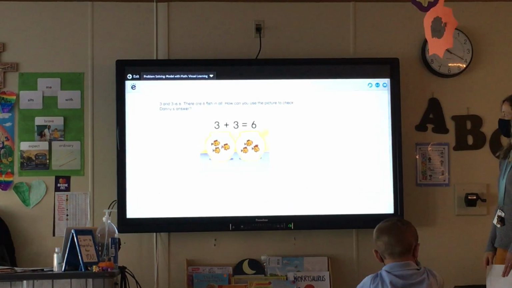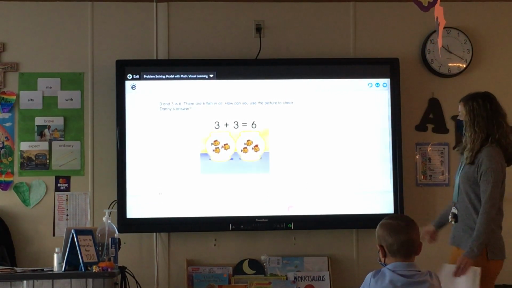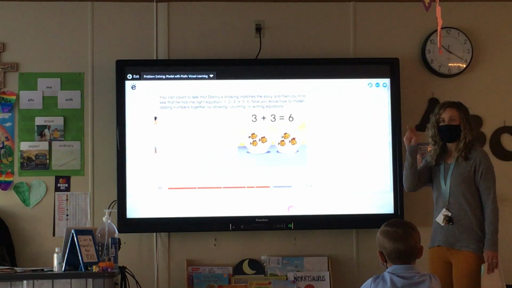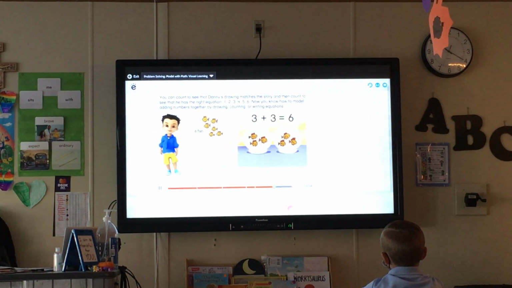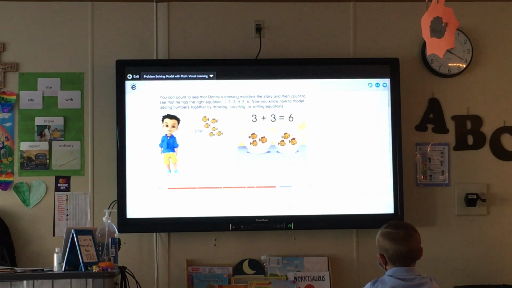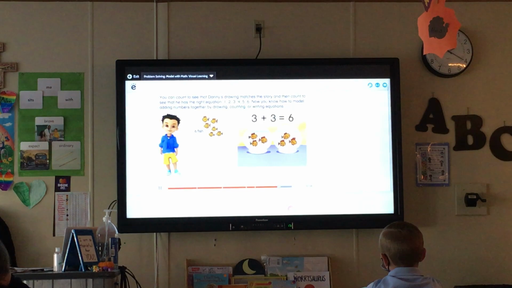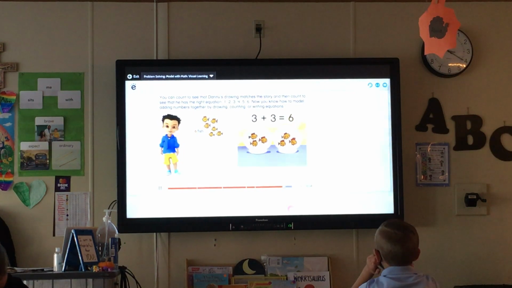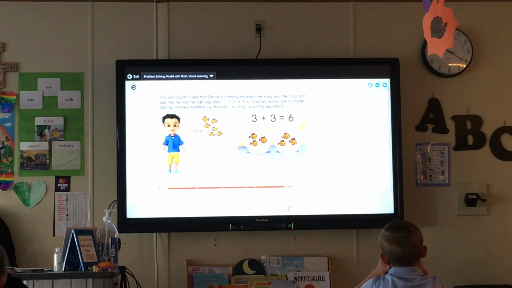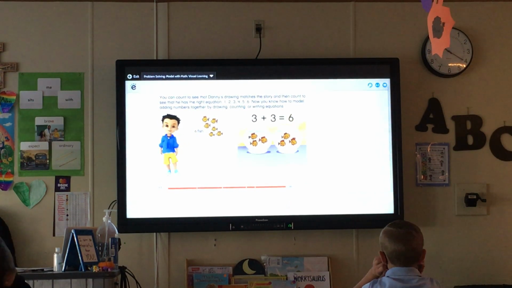How can you use the picture to check Danny's answer? You can count to see that Danny's drawing matches the story, and then count to see that he has the right equation. 1, 2, 3, 4, 5, 6. Now you know how to model adding numbers together by drawing, counting, or writing equations.